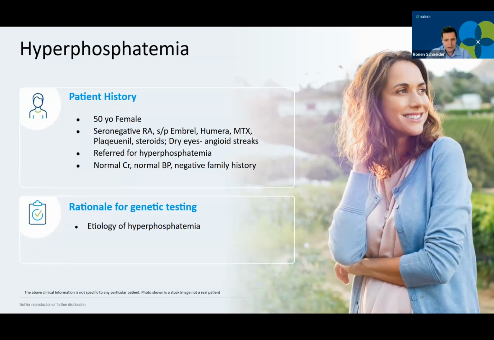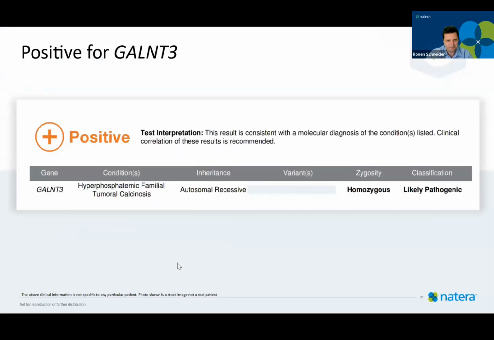Her kidney function and her blood pressure are totally normal. And she has a negative family history for CKD or any other related disorders. So the rationale here for genetic testing was actually just to look for the etiology of her hyperphosphatemia. Next slide. Renal gene testing found a homozygous, likely pathogenic variant in the gene GALNT3, which is a known cause of hyperphosphatemic familial tumoral calcinosis in an autosomal recessive fashion. Next slide.